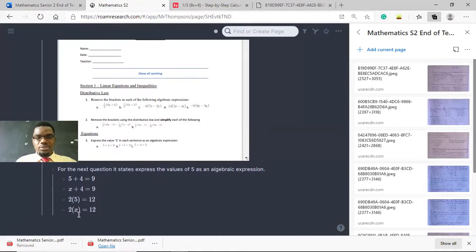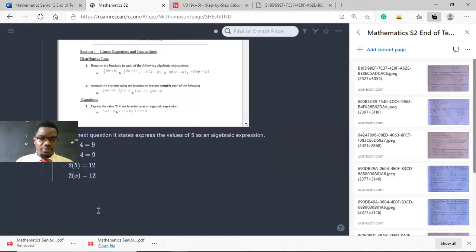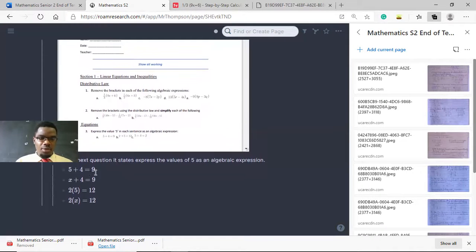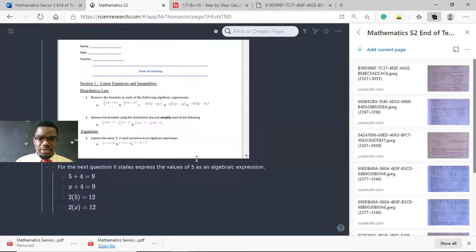Because if we want to solve for that value, all we would have to do is transpose or change the subject of the formula. So we say x is equal to 12 divided by 2, and that will give us our value, okay? And that would be our unknown. But we just want it to be an algebraic expression. So it would just be, okay, 5 plus 4 is equal to 9. The algebraic expression of that is just x plus 4 is equal to 9. And then that's the end of this section.